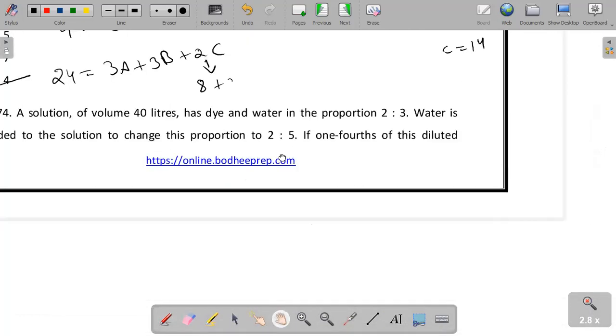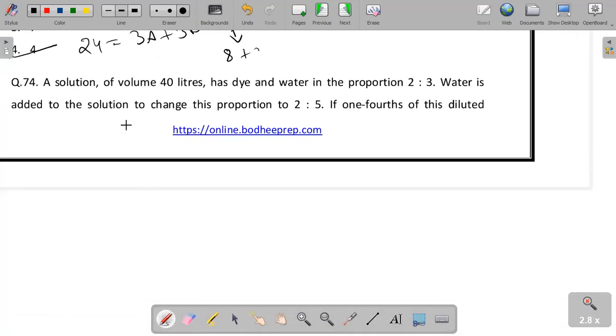Again, this type of question seems very easy to me, or doable to me. A solution of 40 liters has dye and water in it. So there is one part dye and there is water. So 8, 5... so 16 and 24. Water is added to the solution to change the proportion to 2 by 5.